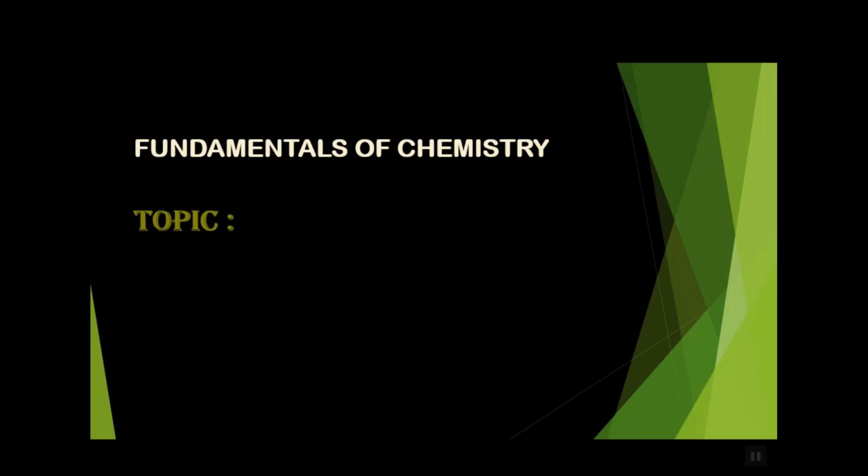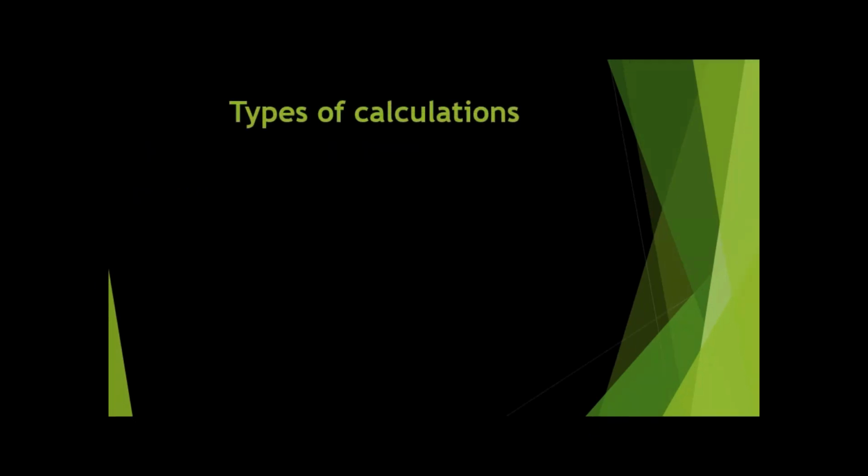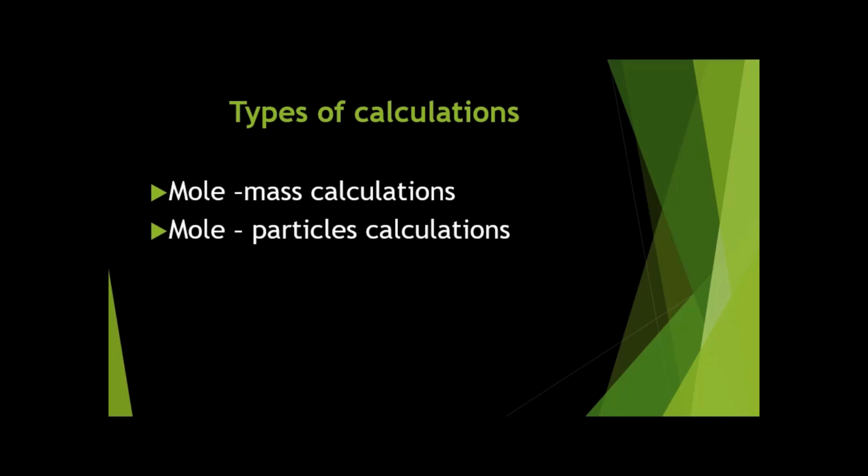Fundamentals of Chemistry, and our topic is chemical calculations based on the concept of mole and Avogadro's number. Now, types of calculations. There are two types of calculations: mole mass calculations and mole particles calculations. Students, we have done mole mass calculations in a previous topic, and today we will discuss part 2, that is mole particles calculations.